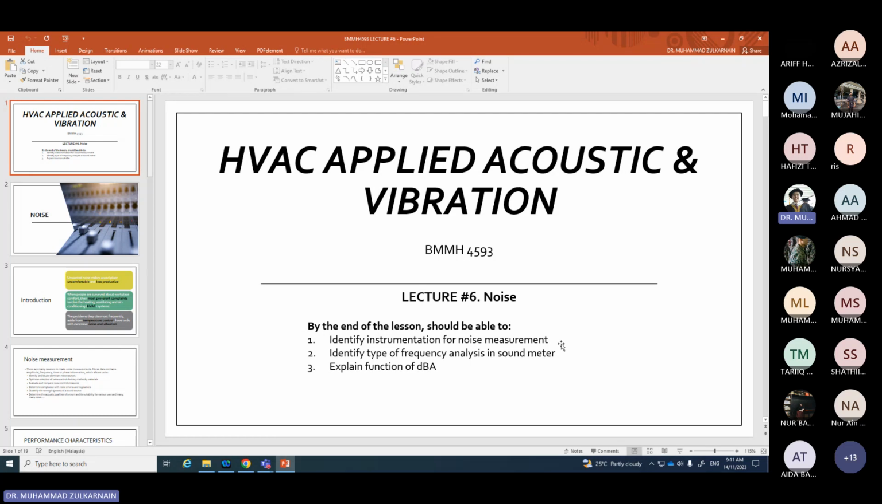By the end of the lesson, we should be able to identify instrumentation for noise measurement, identify the type of frequency analysis in a sound meter, and the last is we can understand the function of the dBA, decibel in the A level. So dBA is short for decibel, A is a level, level A. So we have level A, C, and Z. Today we try to touch only on level A.